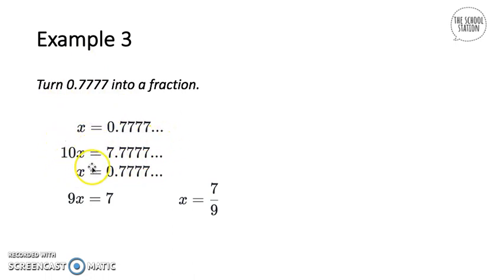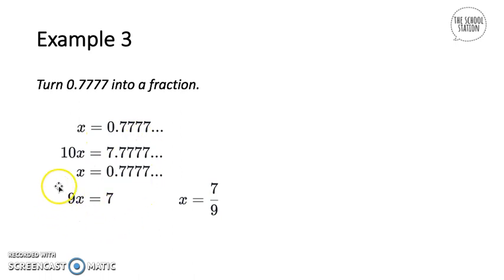So all we have to do is multiply x by 10, so 10x equals 7.7777. At the same time, we take x, which is 0.7777, and subtract it from 10x to get 9x. So 9x would be 7. Our main aim is to get a whole number. So 10x equals 7.7777 minus x, which is 0.7777, that gives 9x equals 7.